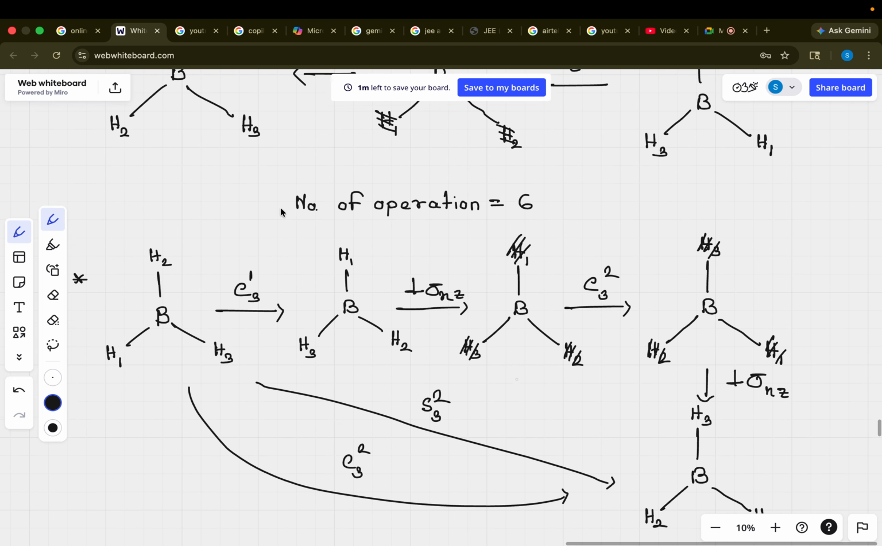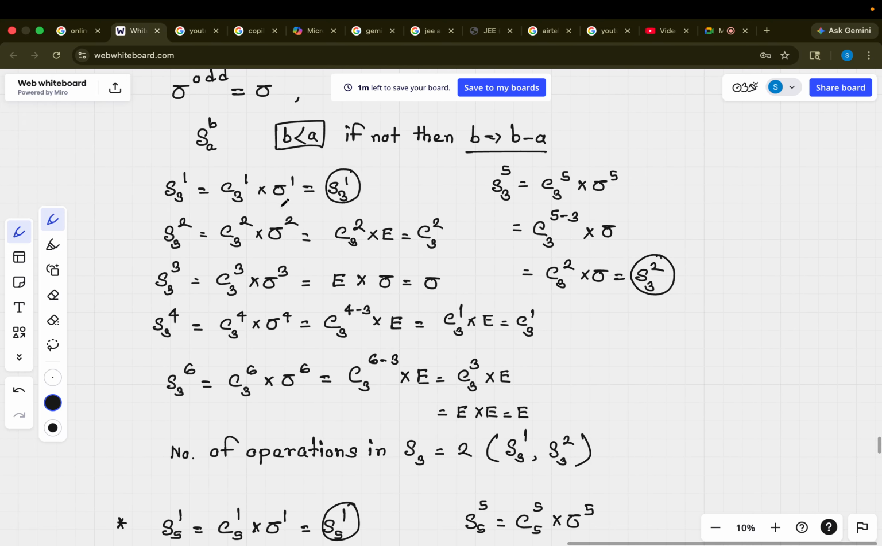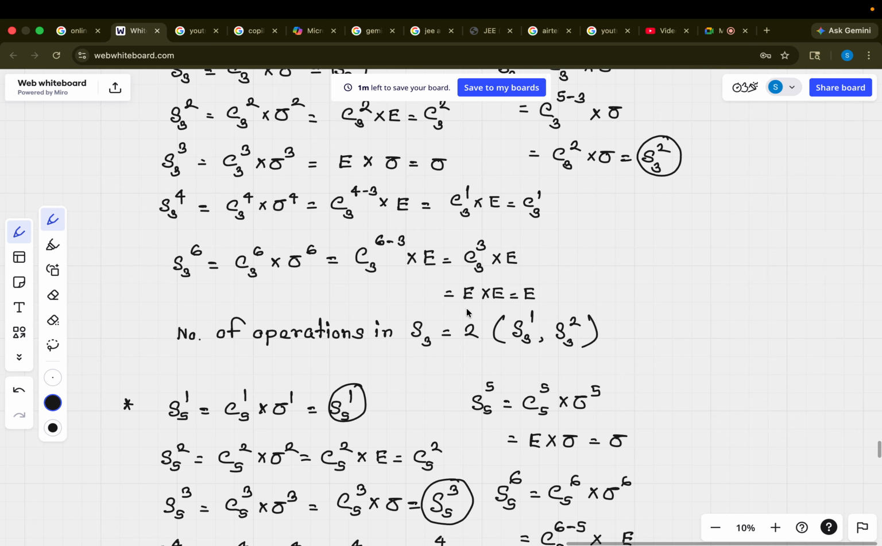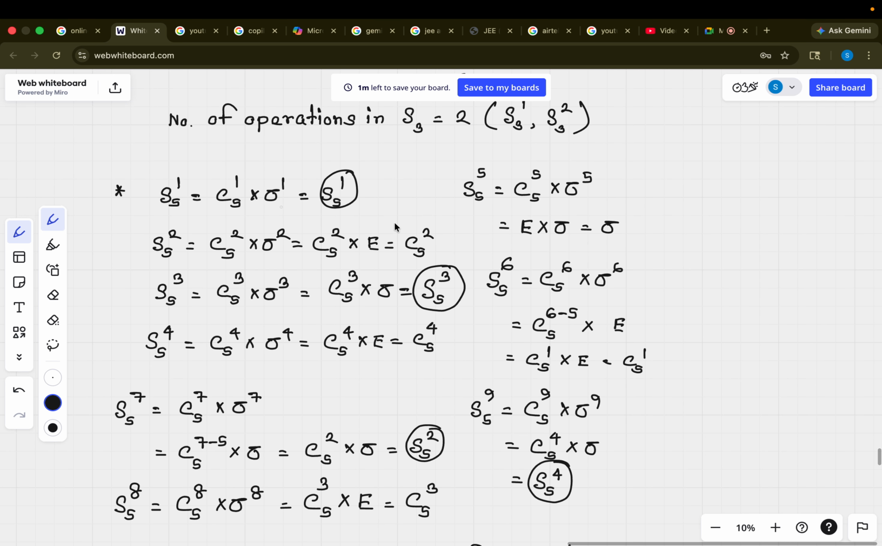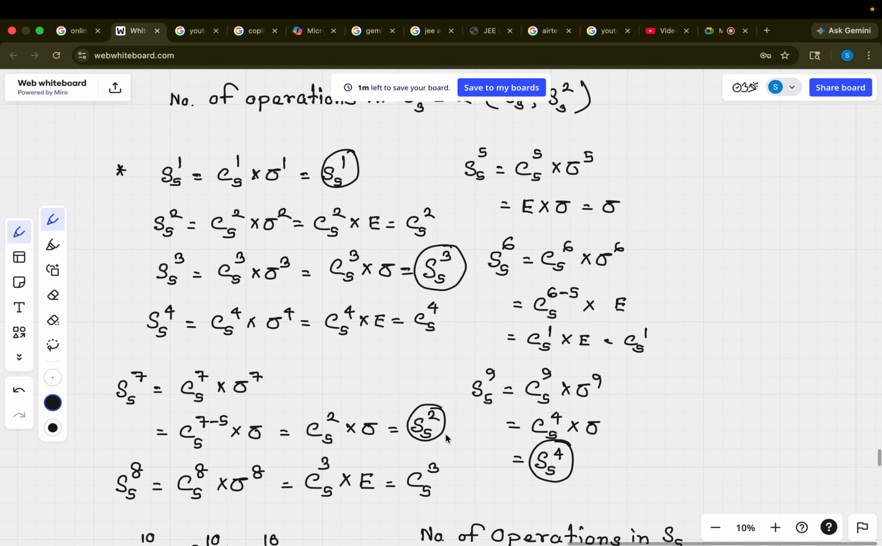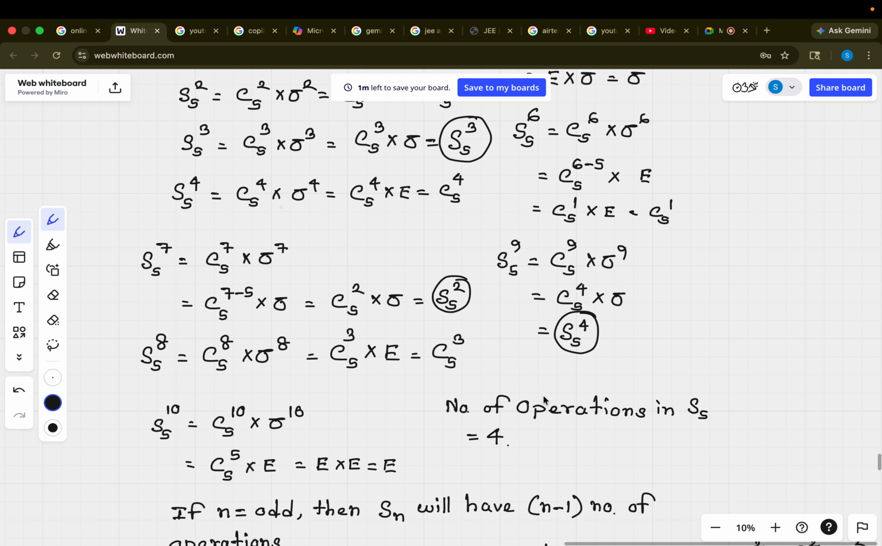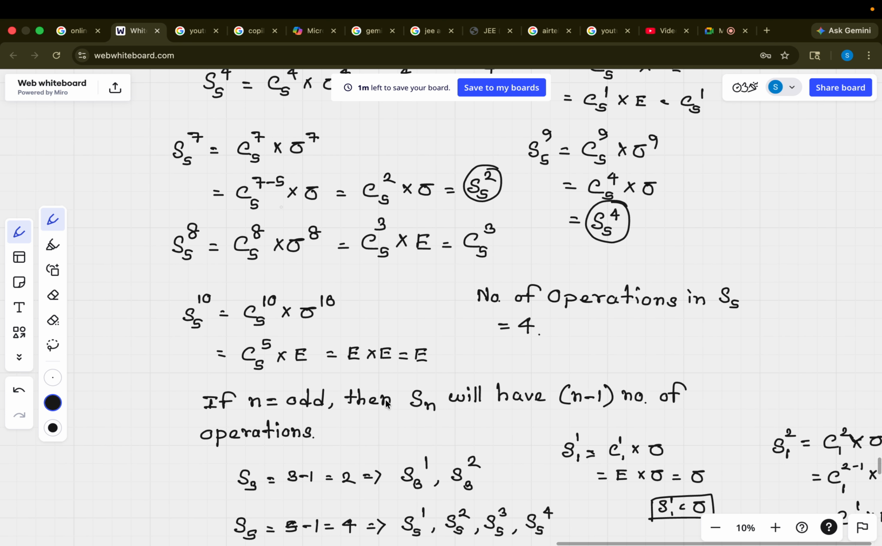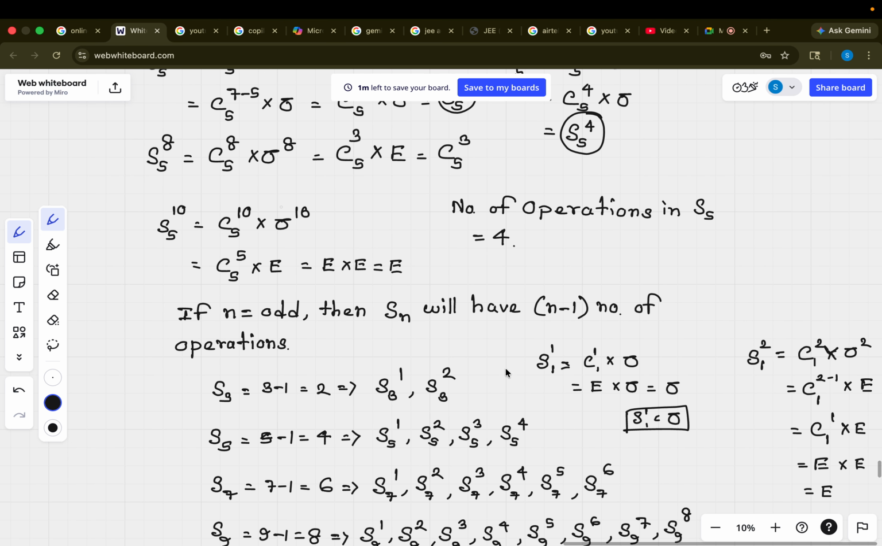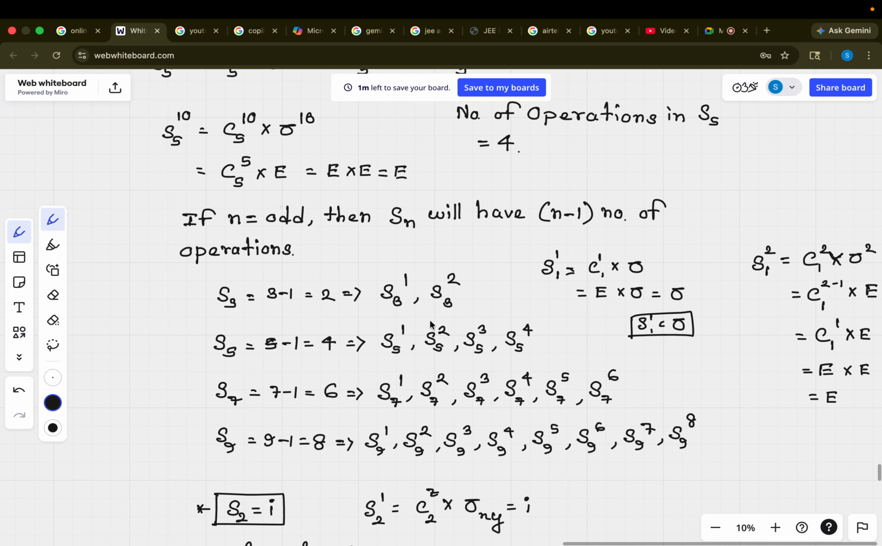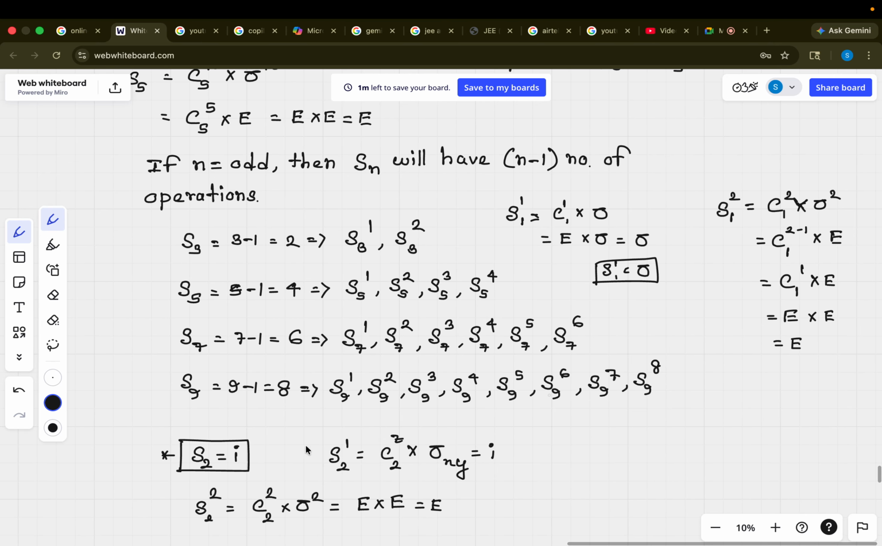Here I have shown how to find out. Now if you see here, for S3, how many operations are we getting? Only 2 operations, S3 1 and S3 2. For S5 we are getting 4 operations, S5 1, S5 3, S5 2, S5 4. So the number of operations will basically be n minus 1 if n is odd. For S3 you will have 2, for S5 it will be 4, S7 it will be 6, S9 it will be 8. S1 is equal to sigma and S2 is equal to i.